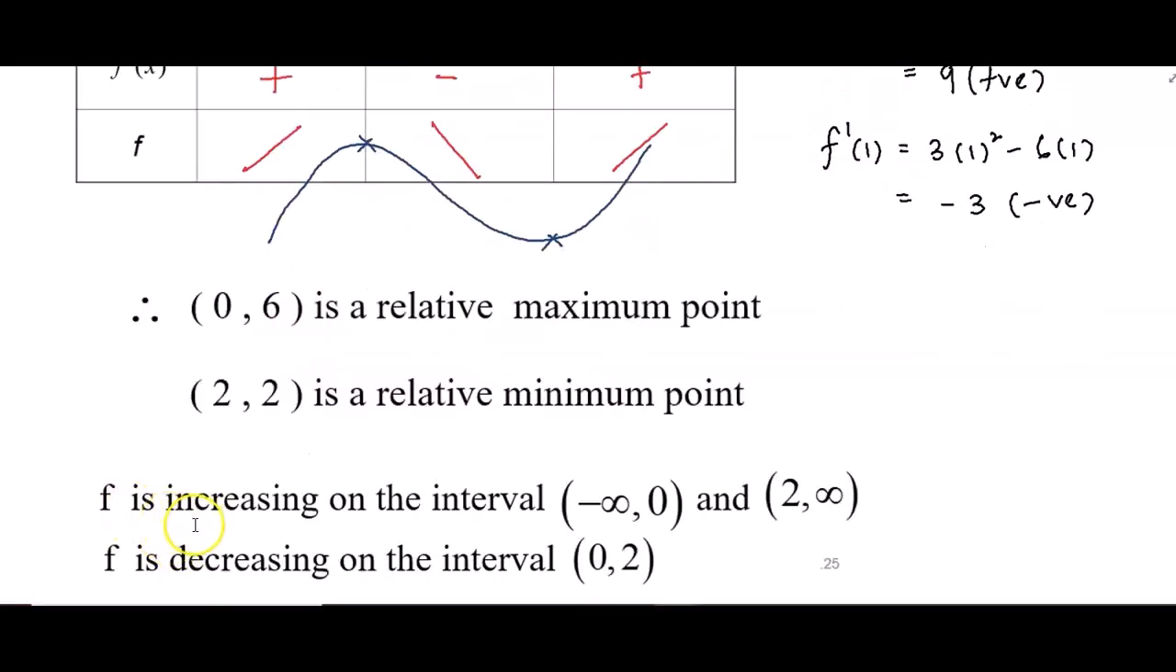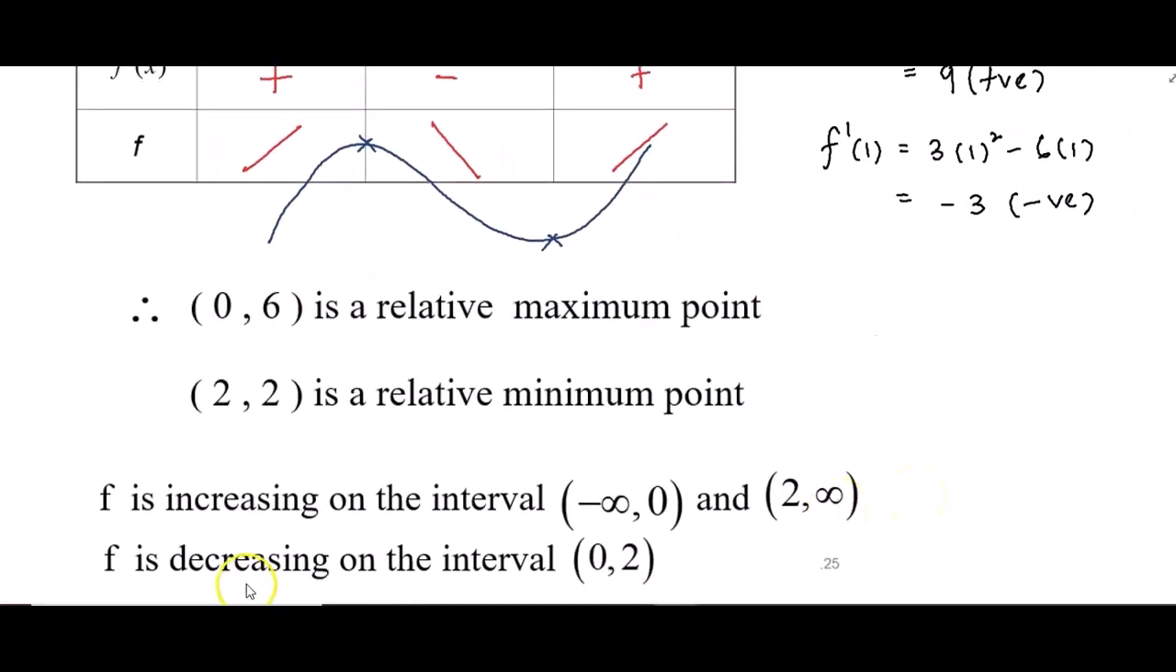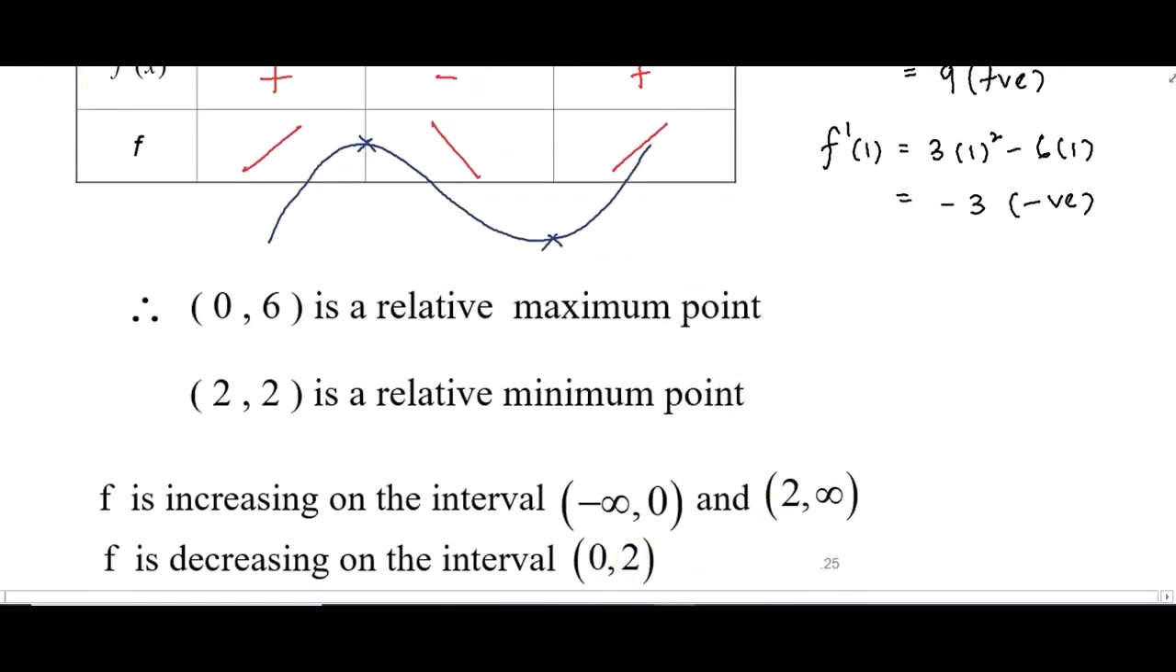For the increasing and decreasing intervals, we can answer in this form. f is increasing on the interval (negative infinity, 0) and (2, infinity), by looking at the intervals that we stated in the table. The decreasing interval happens for the interval (0, 2). So we answer in this form.